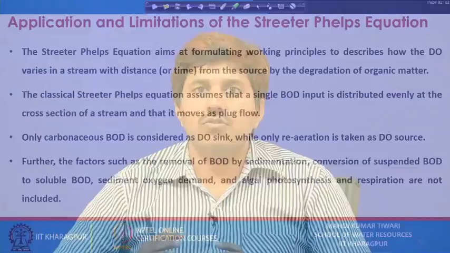It does not consider the other routes through which oxygen can actually take an inflow or outflow from the system or from the river stretch. There is possibility of the removal of some of the BOD or some of the organic matter by sedimentation. Then the suspended BOD could convert to soluble BOD. There is oxygen demand from the sediment, so oxygen can go to that also. There is photosynthesis, which leads to the addition or production of oxygen. It ignores that as well. There could be respiration for which oxygen is needed. So, all these requirements are largely ignored in the Streeter-Phelps equation, which works on a basic assumption that the reason for change in the dissolved oxygen in water is either deoxygenation or reoxygenation.